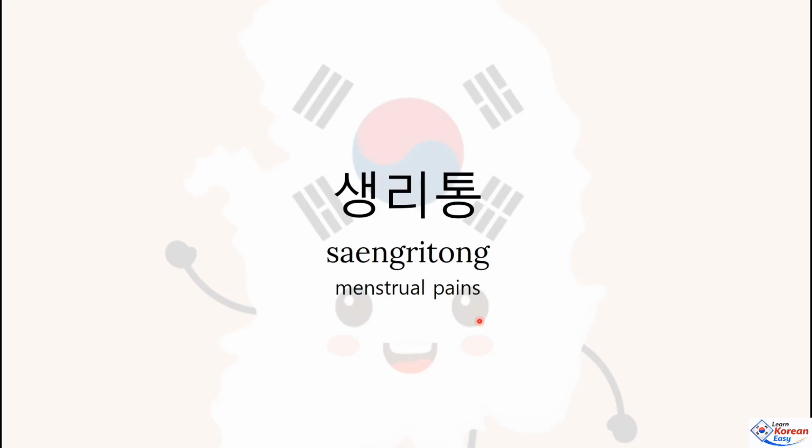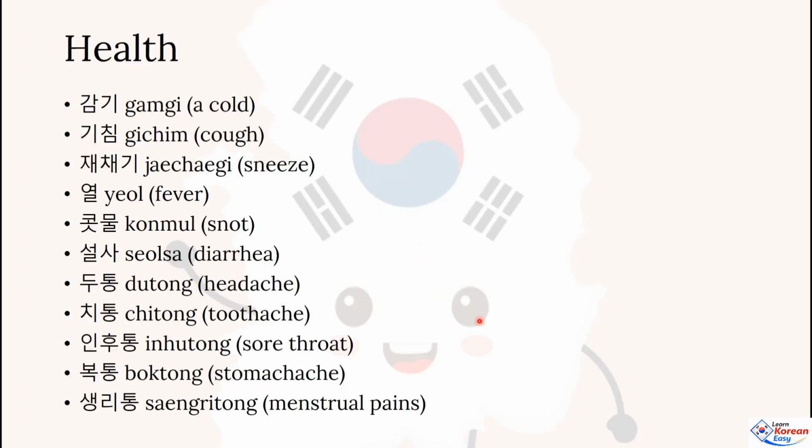Okay, next one. The menstrual pains is 생리통. Menstrual pains is 생리통. Also 통 at the end. So there was a lot of 통. Well, there are a few more, but these are the main ones that we mentioned. So for the second part of the health, let us go through one by one again.